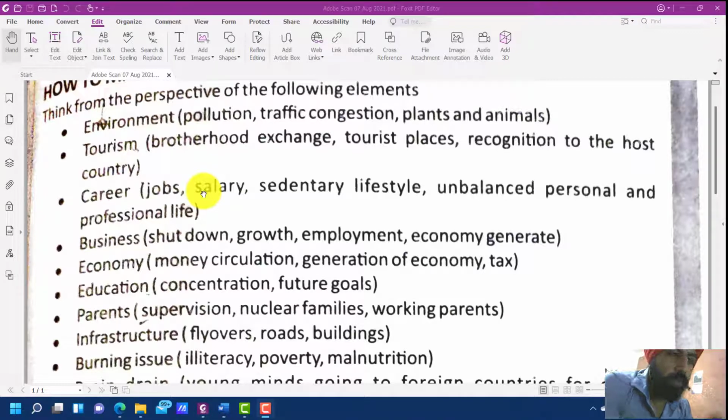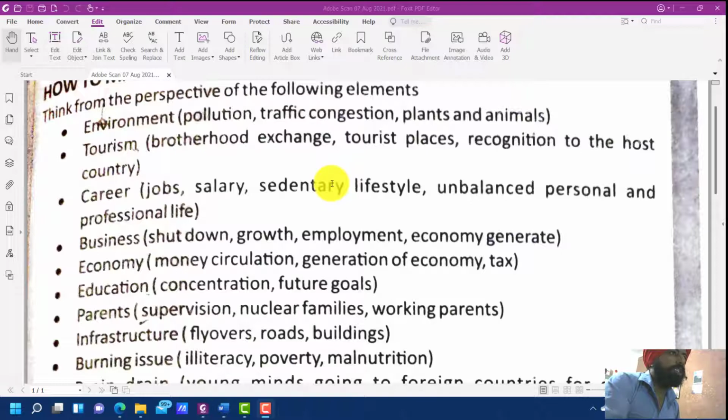If a student doesn't have any basic idea of how to make ideas properly, he or she needs to go through some of the topics I show on my screen here. For example, let's take tourism. Nobody knows how tourism is actually defined. In tourism, there is cultural exchange and tourist places, recognition to the host country, so we need to do research on these terms and topics.